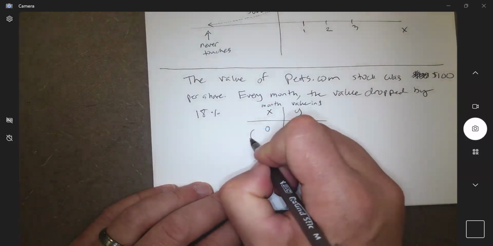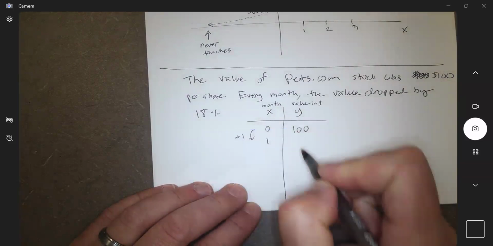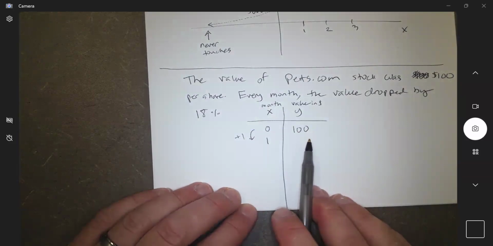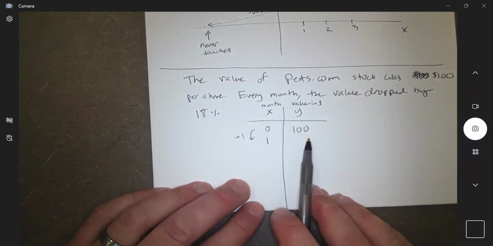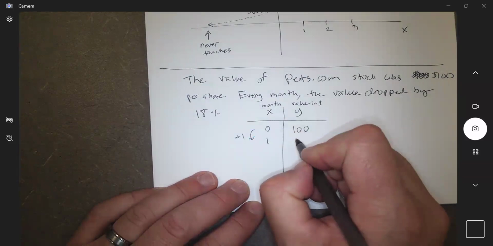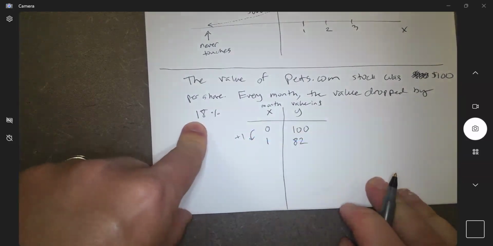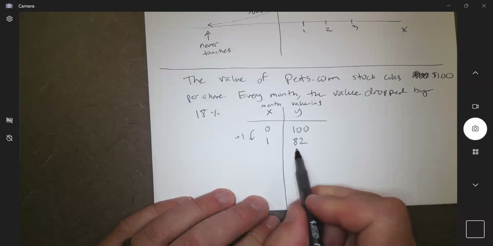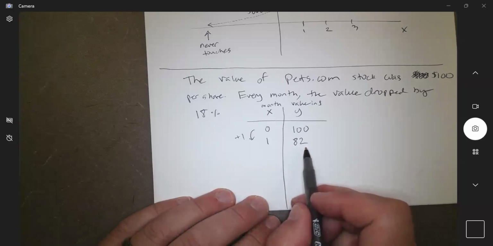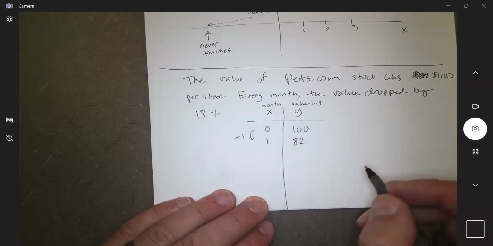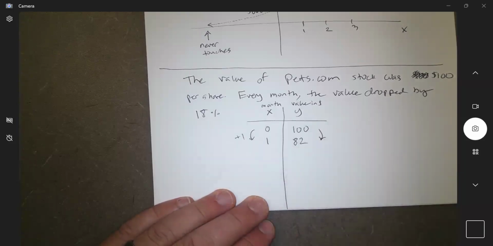Now we increase by a month. And what's the new value of the stock? 82. So here's the key. If it drops by 18%, you're taking away 18%, which means it's left with 82%. And this is a constant multiplication. So what's the multiplication factor from here to here?